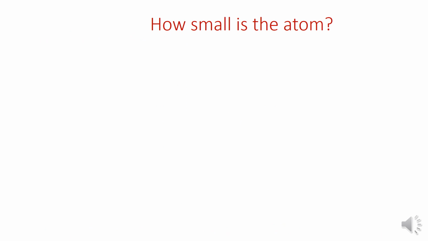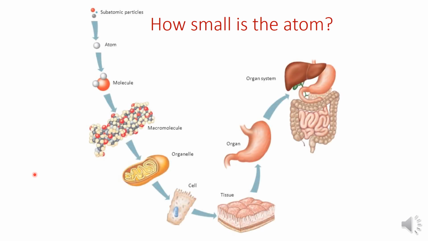Now let's try and imagine how small the atom is. Let's first of all say that it is really small. This is the cell that we already know is microscopic. It has organelles in it, stuff that is smaller than the cell. And in the organelles we have big molecules, macromolecules. And these molecules have smaller molecules, and these molecules have atoms. This is how small the atom is.